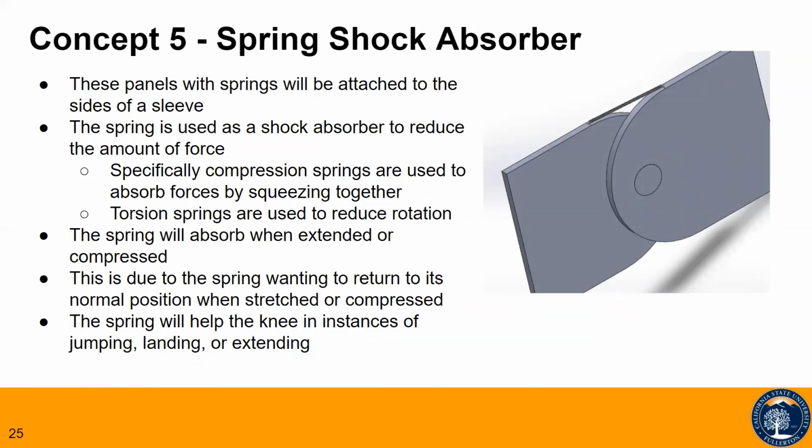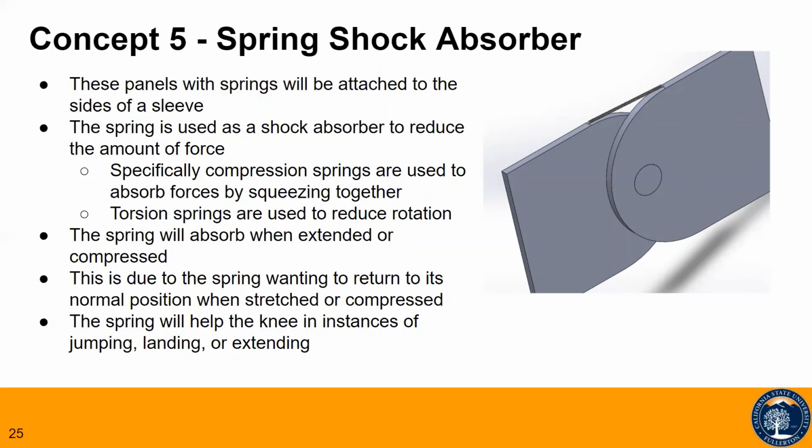Concept 5 is a spring shock absorber. These panels with springs, ideally on top and the bottom, will be attached to the side of a sleeve. One panel will be on top of the knee, which is the quads, and the other one below the knee. The spring is used as a shock absorber to reduce the amount of force. Specifically, compression springs are used to absorb forces by squeezing together, but there's also torsion springs, which reduce rotation, so it all depends on the movement. The spring will absorb force when extended or compressed. This is due to the spring wanting to return to its normal position when stretched or compressed.